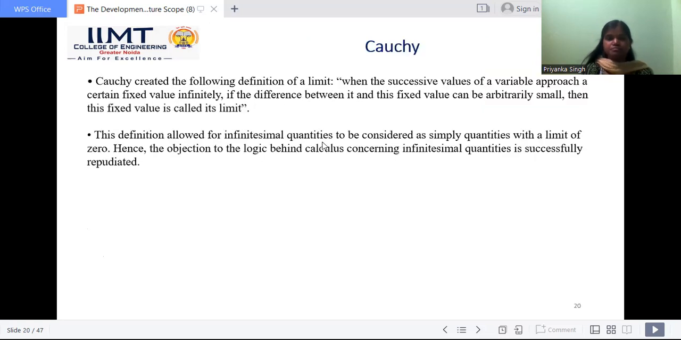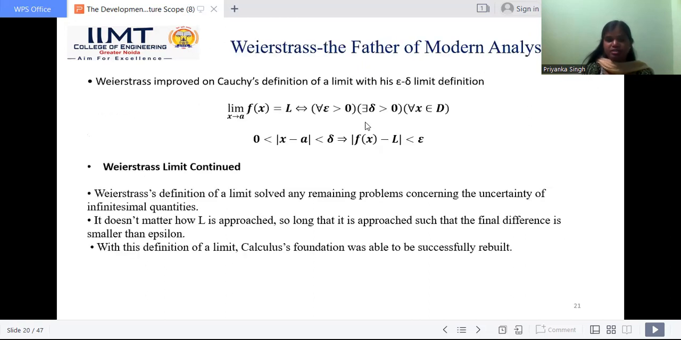Cauchy created the following definition of a limit: when the successive values of a variable approach a certain fixed value infinitely, if the difference between it and this fixed value can be arbitrarily small, then the fixed value is called its limit. This definition allowed infinitesimal quantities to be considered as simply quantities with a limit of zero. Hence, the objection to the logic behind calculus concerning infinitesimal quantities is successfully refuted.